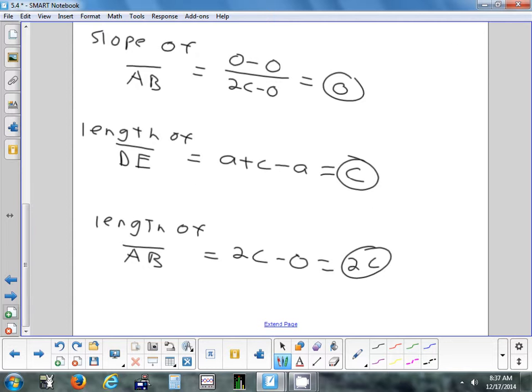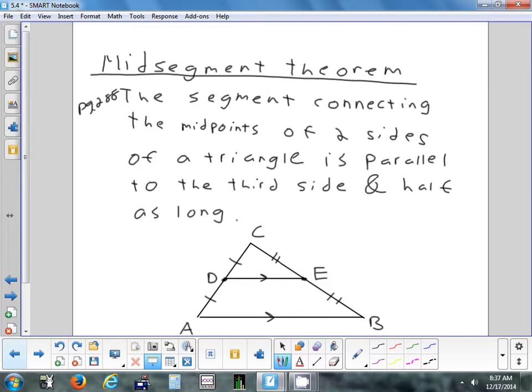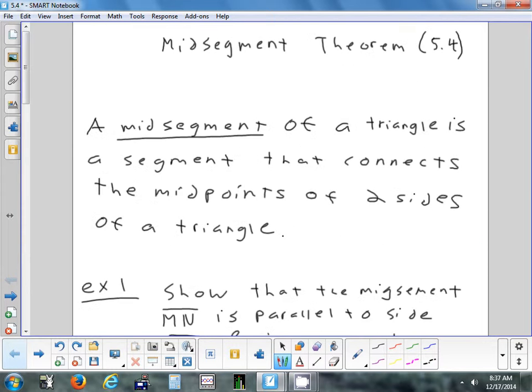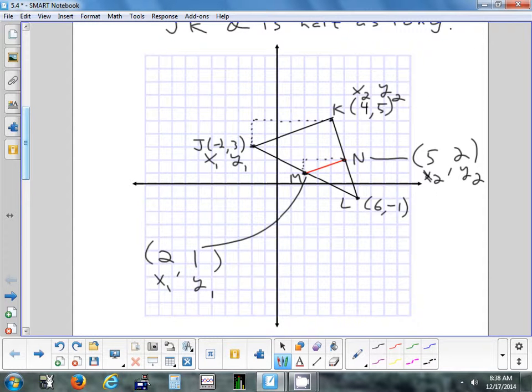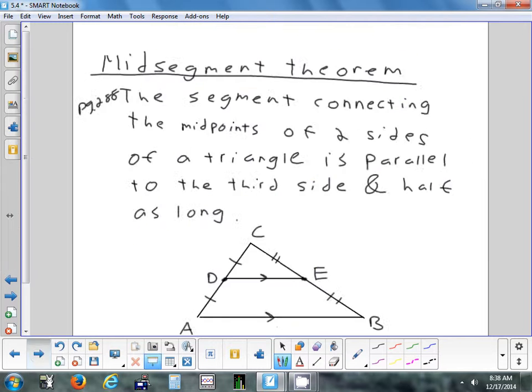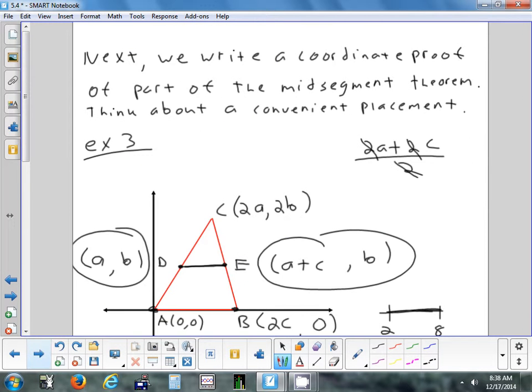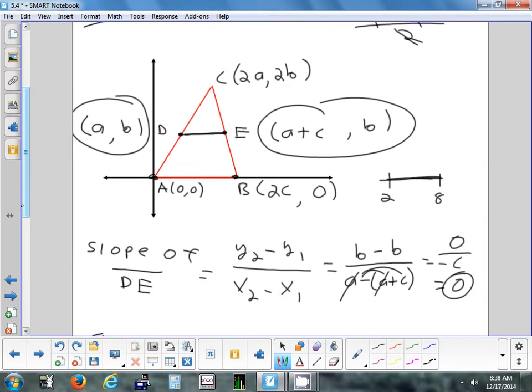And the reason that this proof is better than the first proof is that the first proof only applied to the triangle that had those exact vertices. The proof we just did applies to any triangle, because A, B, and C could be any numbers you want. So it's more of a generic proof. It applies to any kind of triangle.